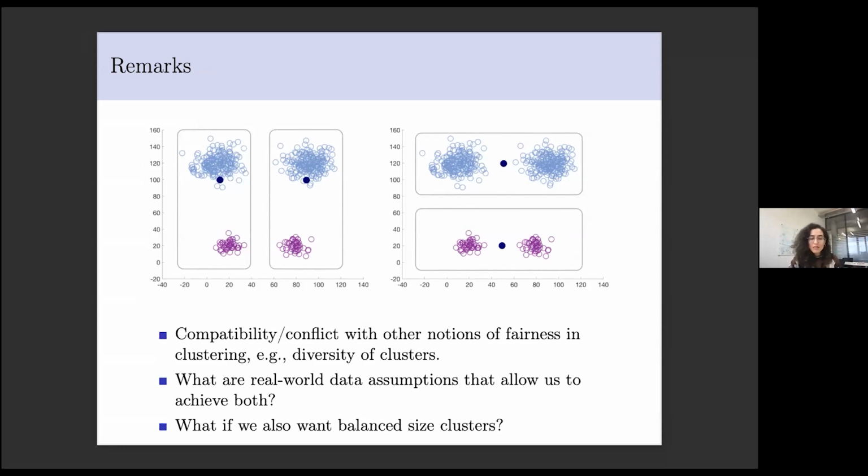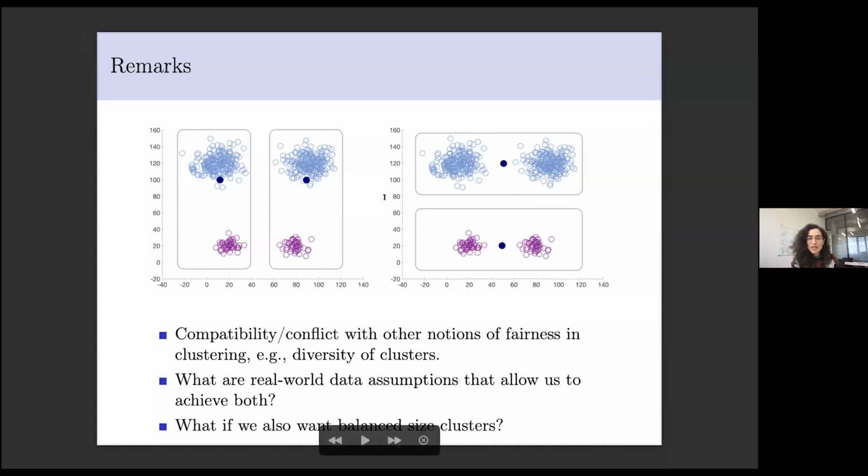And furthermore, what are the real world data assumptions that might allow you to achieve both of these? So individuals have equitable access to the facilities, but at the same time, you have diverse schools, for example, if you want to build the schools at these facilities.